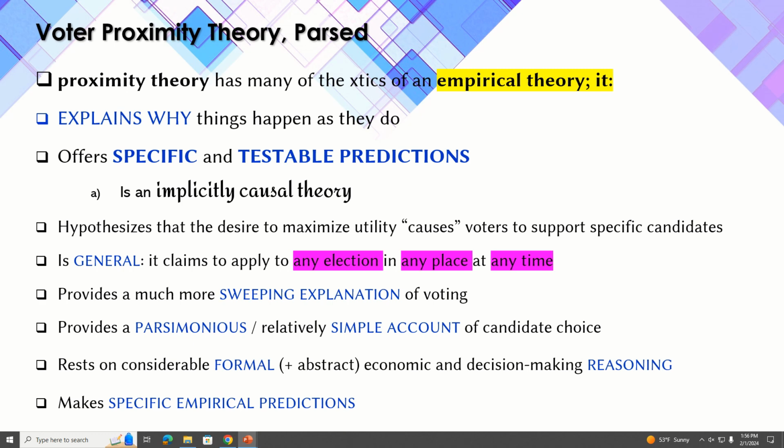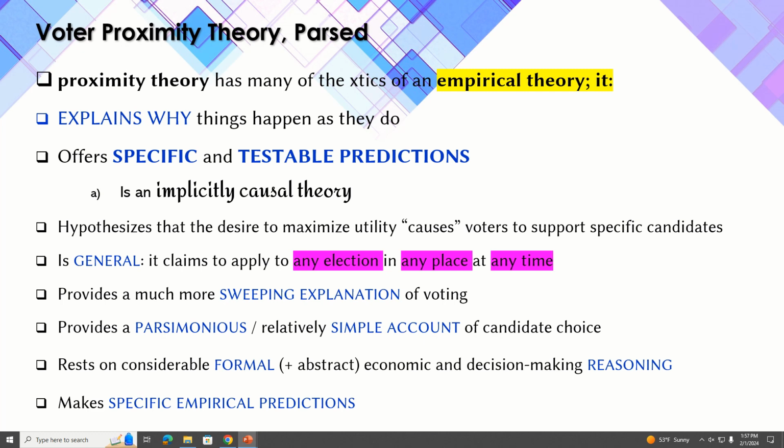So it has explanatory power, it is empirical, it has testable predictions, it hypothesizes some cause and outcome. So why people will vote the way they do and why candidates will take the positions that they do. It provides a more sweeping explanation of voting. So it's not just telling us why one person will vote or why one county will vote. It is parsimonious. In other words, it provides a very simple account. People will vote for the candidate whose position they most closely identify with. That is easy to. Actually, sometimes theory is almost like, but of course, why do we even need to theorize that? People will vote for the candidate they are closest to.